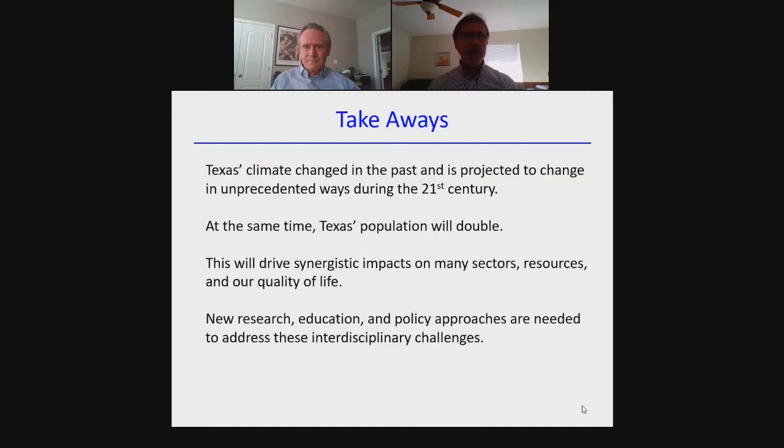So the main takeaways I want to offer you here are that Texas's climate has changed in the past, and it's projected to change in really unprecedented ways during the 21st century. And at the same time, the state's population is going to double. And this is going to drive synergistic impacts on many different sectors, resources, our quality of life, and we will need new ways in terms of research, education, policy to approach these interdisciplinary challenges. These are the main things I want to leave with you today.